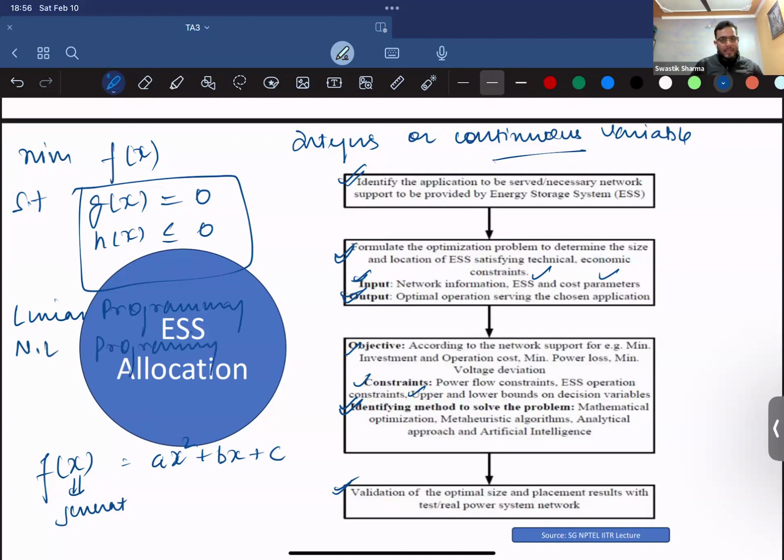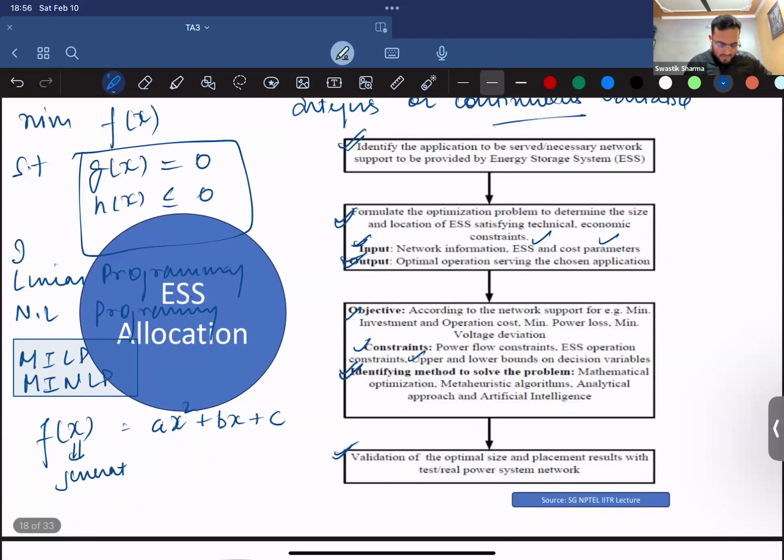If all of your variables are of integer type, it's called integer linear programming. But if your set of decision variables can have continuous as well as integers, it's generally called either a mixed integer linear programming or a mixed integer nonlinear programming, given how your objective function and your constraints are, either they can be linear or nonlinear. So that's how you usually classify it.